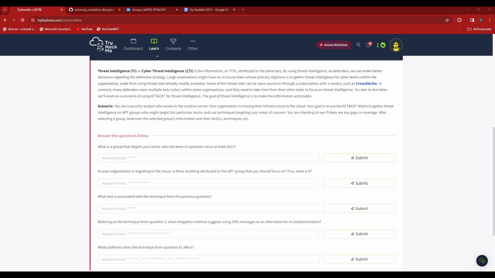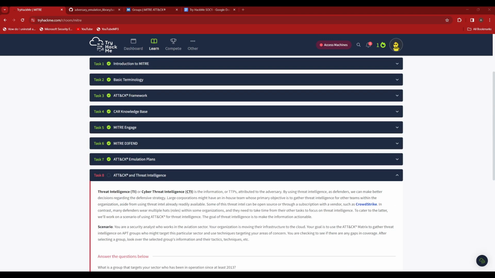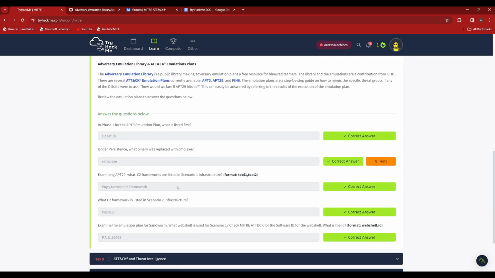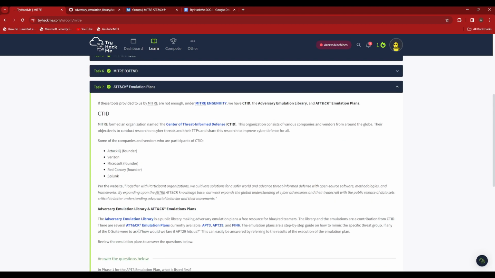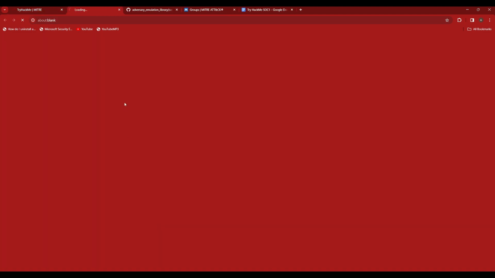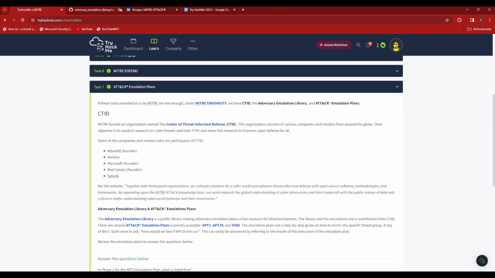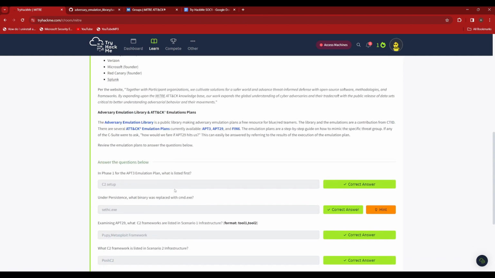Okay, so finishing up, we are finally on task number 8. Looks like task number 7, had a little trouble with it. It was very cool though. We got to use the attack emulation plan, so that was very cool. Got to look through this. It's more of a GitHub type of open source section, but I had fun with it.